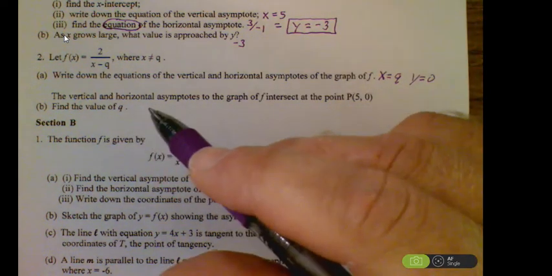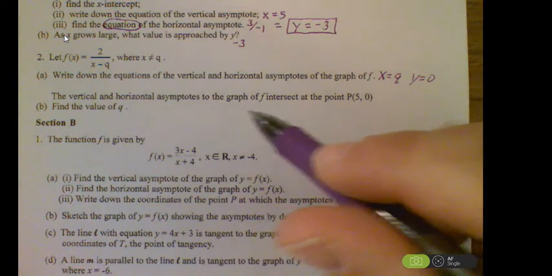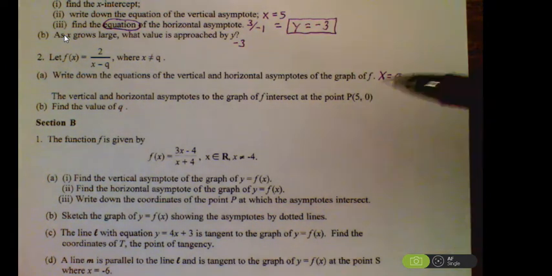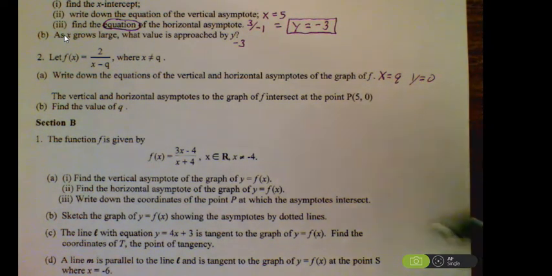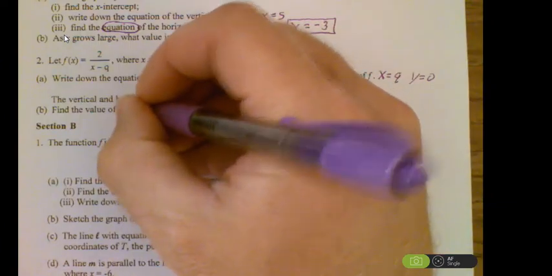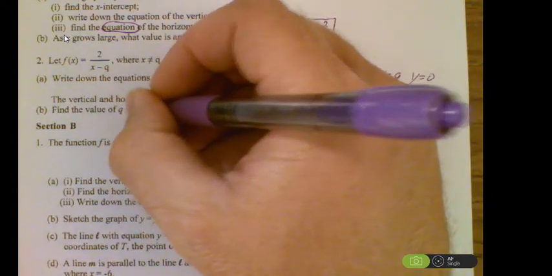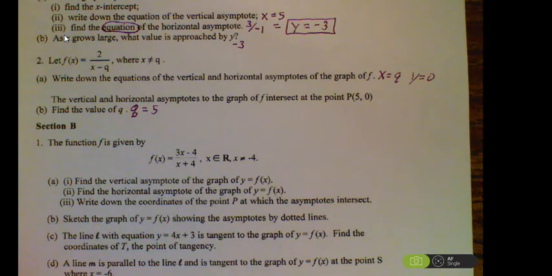So last part on this: the vertical and horizontal asymptotes of the graph intersect at point P. So these 2 lines will intersect at point P. Obviously the y is 0 for that. So you can see the 5 is sitting in place of the q. So we know q must equal the 5 that we see right there. So as long as you recognize what you're looking at for that one, that's a pretty simple one to solve.